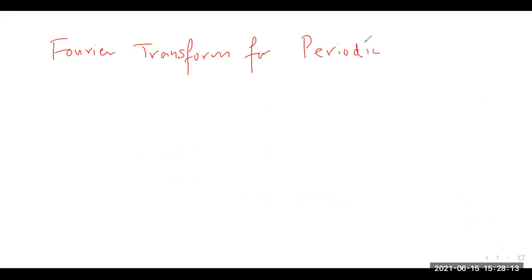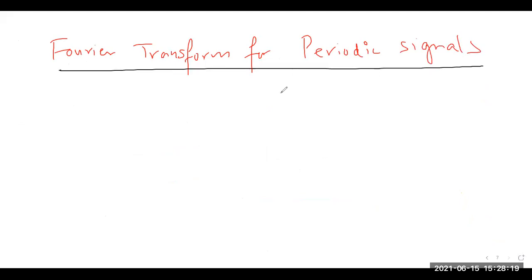Okay, let's move on to next topic, and that is related to Fourier transform for periodic signals. तो अब तक हम क्या कर रहे हैं कि पीरियोडिक सिग्नल और नॉन पीरियोडिक सिग्नल को हमने डिफरेंशिएट किया हुआ है, that if signal is periodic then we will have its Fourier series representation, and if signal is non-periodic or aperiodic then we will have its Fourier transform representation.